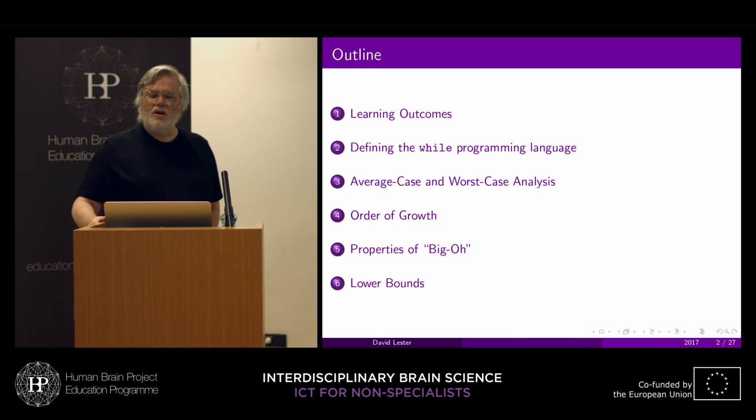So the learning outcomes we want to get from this will be described. I'm going to talk about average case and worst case analysis of a program's runtime. I'm going to talk about the order of growth of that runtime. I'm going to talk about the properties of big O, which is a notation we use. And finally, I'm going to talk a little bit about the lower bounds on problems.